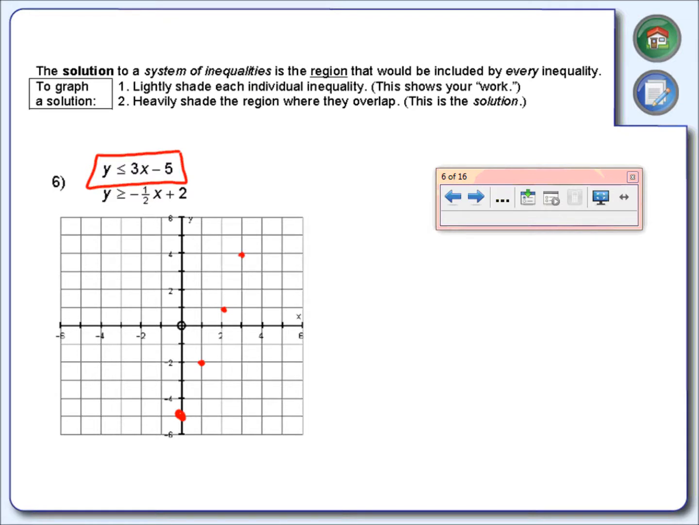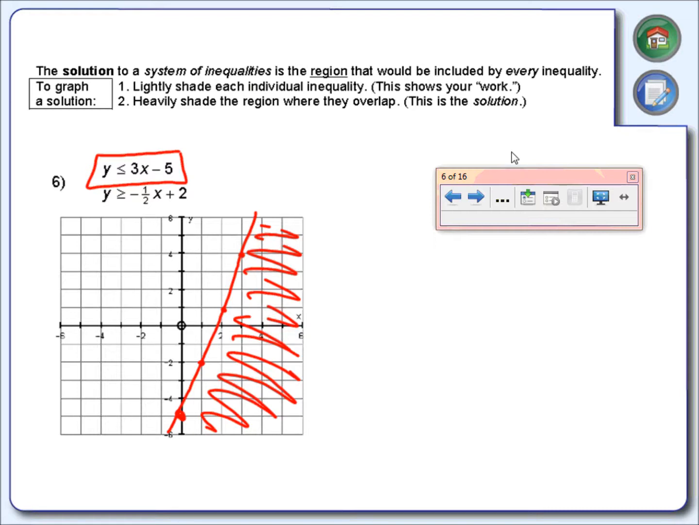Before you connect the dots, double check what kind of line we need. It's a solid line. And I also need to shade that says less than, so I should shade to the bottom. This would be the bottom. So lightly shade. Lightly, not too dark. Very lightly shade. So there's your first one.